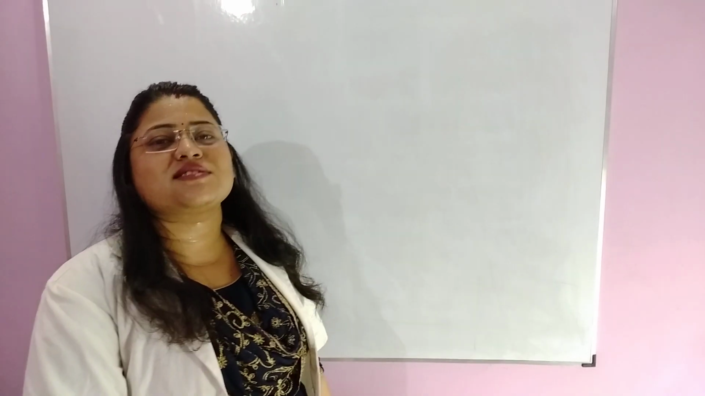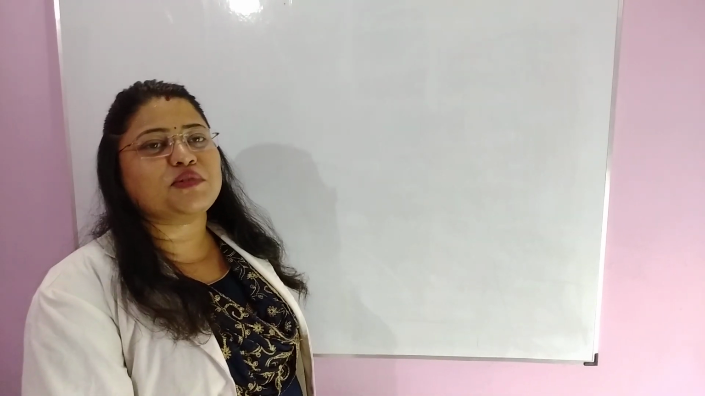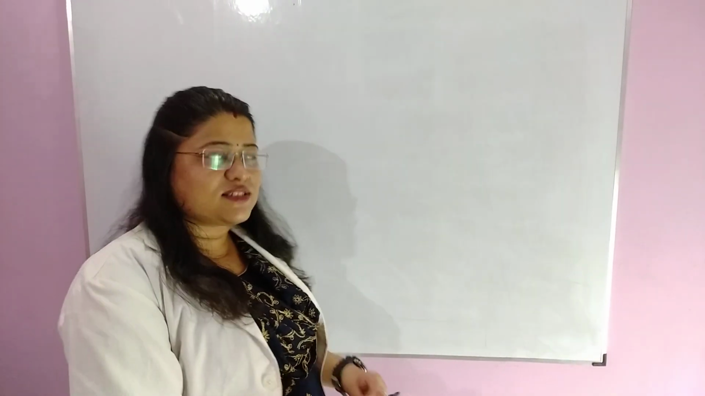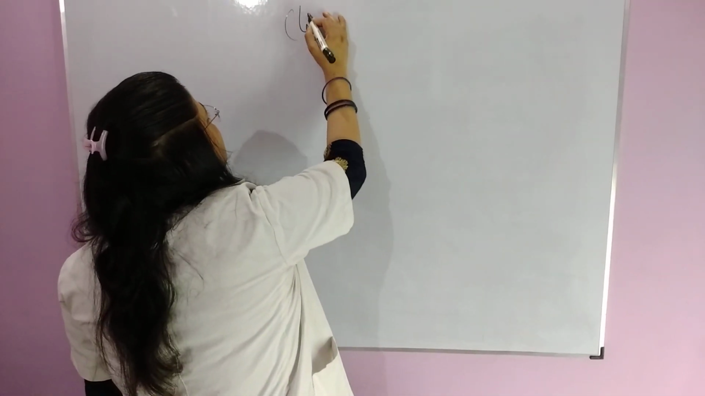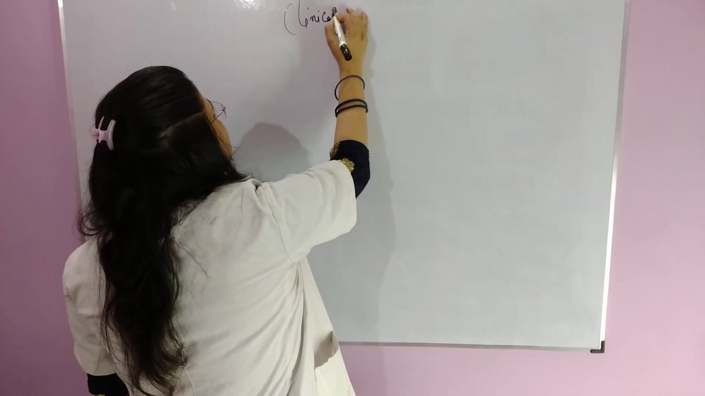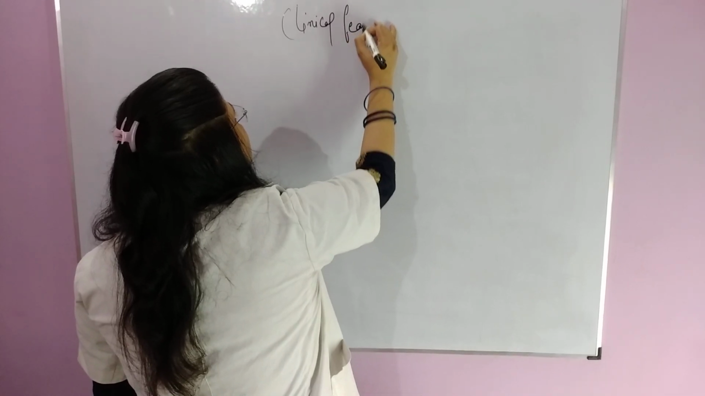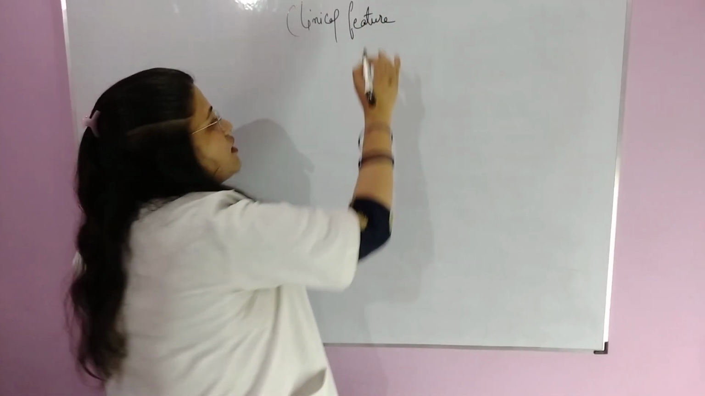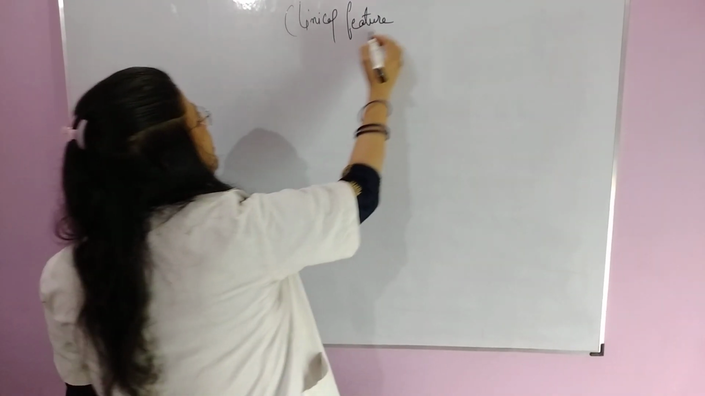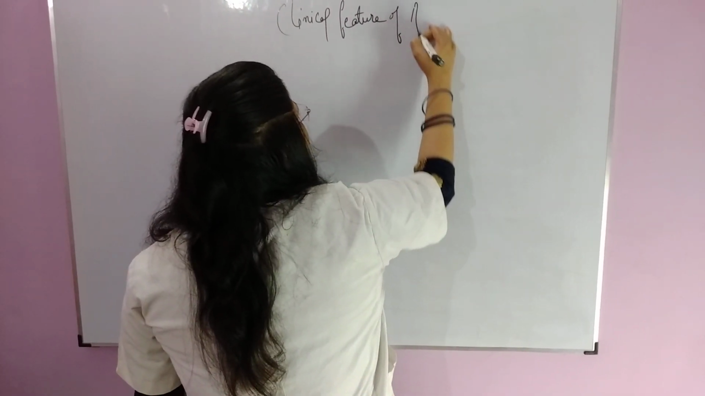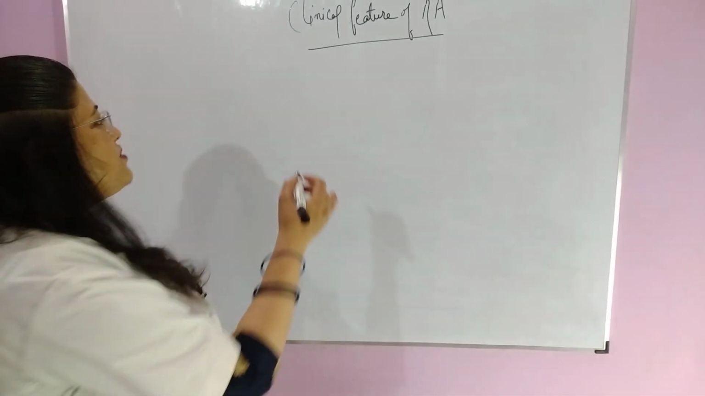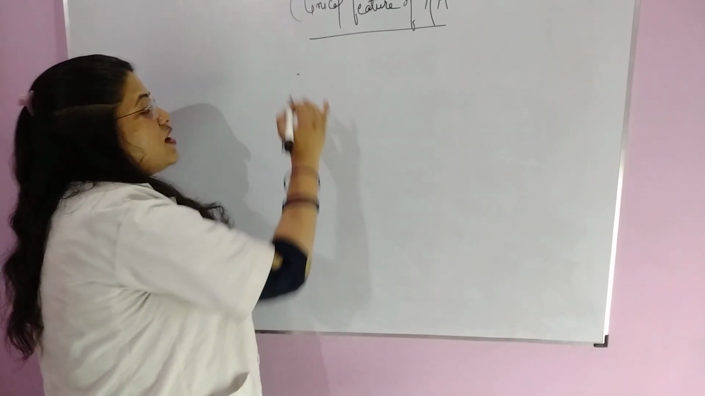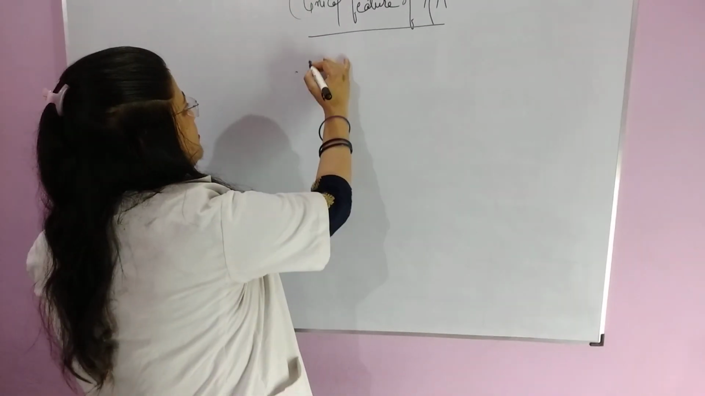Today's topic of discussion is clinical features of rheumatoid arthritis and investigations of rheumatoid arthritis. So what is the clinical feature of rheumatoid arthritis, which is also known as RA? So the first clinical feature is morning stiffness.